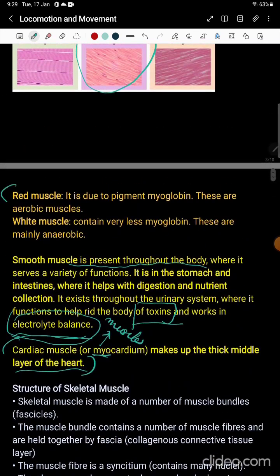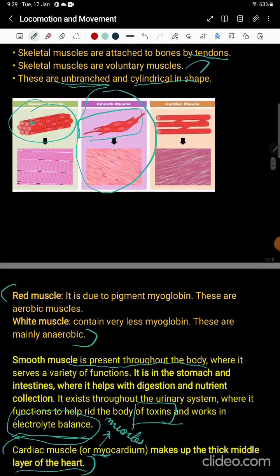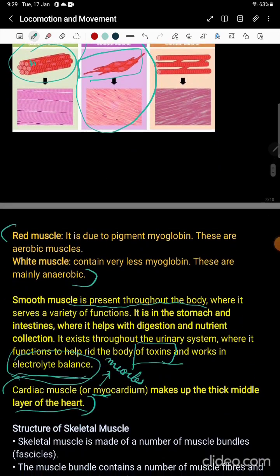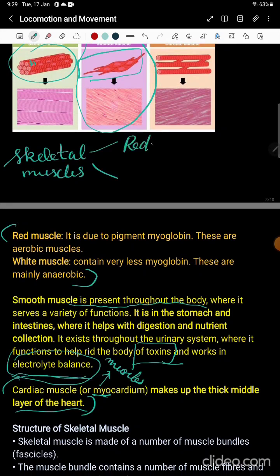Now I forgot to mention a small portion about the skeletal muscles. See here, the skeletal muscles are red in nature, no? There are two types of skeletal muscles. The skeletal muscles have been differentiated into two types: one is the red muscle and the other is the white muscle.